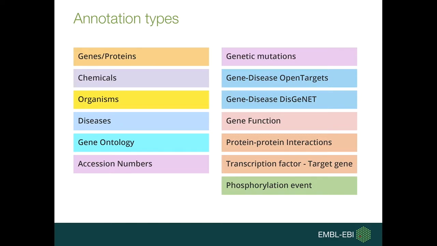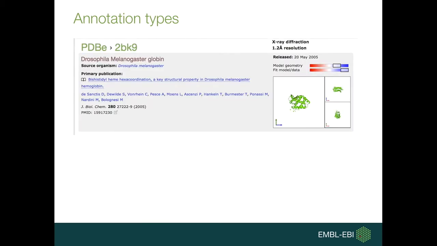I just want to highlight one of them, the accession numbers, which is an annotation type for research data. Accession numbers are unique identifiers. They're given to a data record to track it in a repository. For example, 2BK9 is an accession number for a record in PDB Europe database that contains structural coordinates of the globin protein from Drosophila melanogaster.